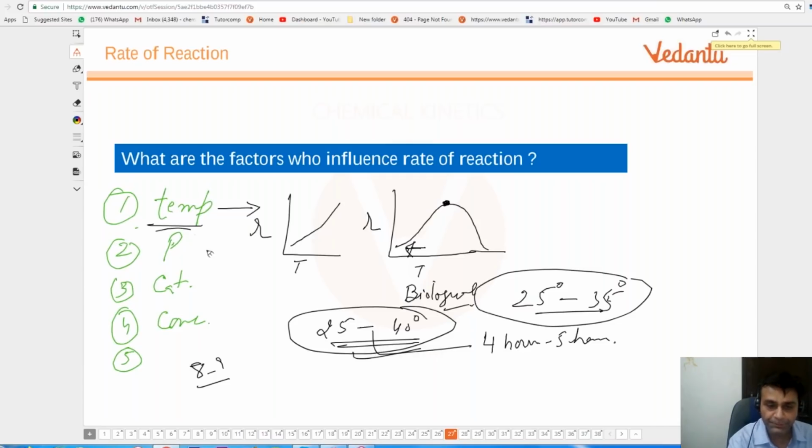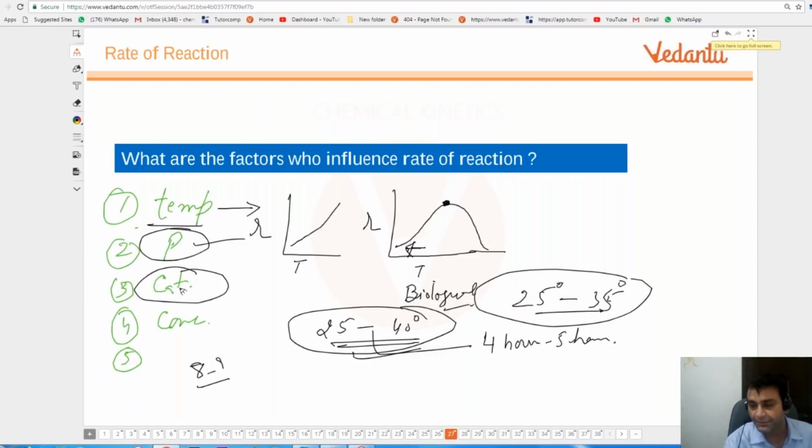Somebody said pressure. How is the pressure going to affect the rate of reaction? And it gave an example. Okay, we can discuss that later on in a pretty specific example.